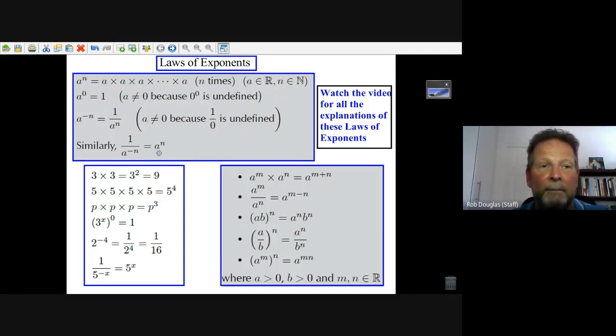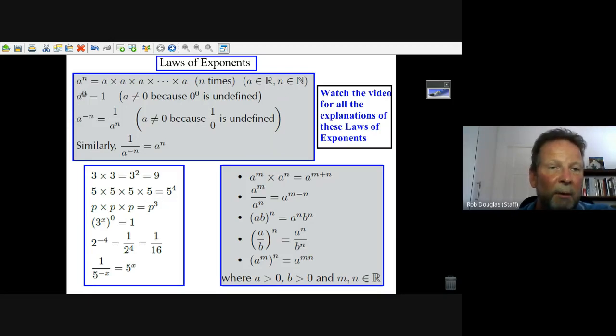The first one is just what is an exponent. The little thing in the bottom is called the base, and the number we put on top is called the exponent. It means that if you see a to the n, there are n copies of a multiplied together n times. So if you see 3 times 3, that really means 3 to the second power. 5 times 5 times 5 times 5 means 5 to the fourth power, and p times p times p means p cubed.